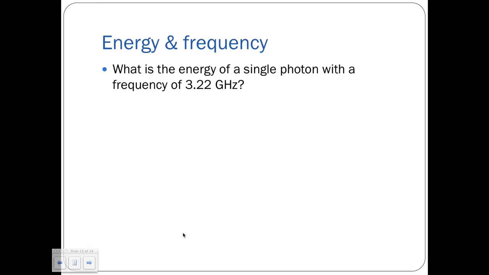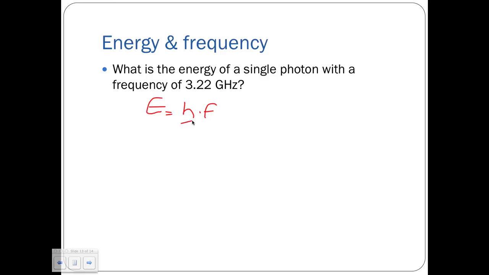Looking at energy. So here's our next question. What's the energy of a single photon with a frequency of 3.22 gigahertz? So we're looking for energy in this case. And so for energy, we're going to use Planck's equation, which says that energy is equal to h times f. Okay? And so we want to find energy.